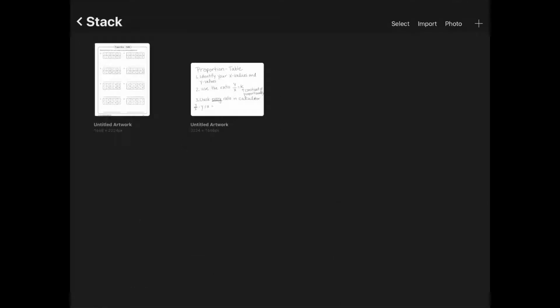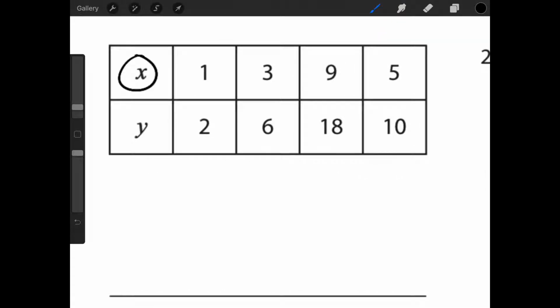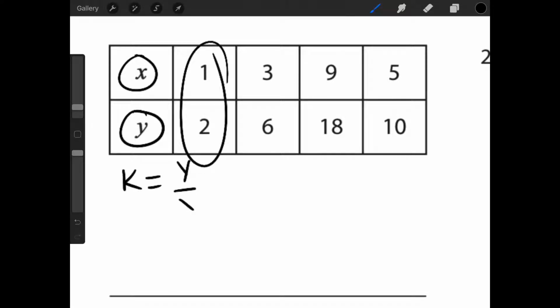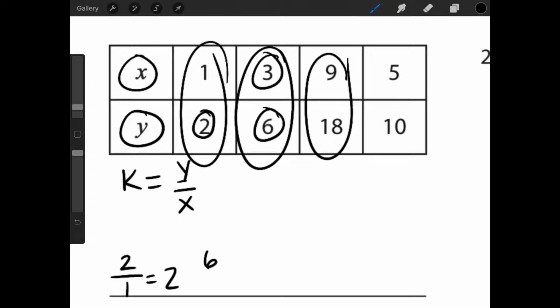So we're going to do an example of that. Get back your packet and let's start with our first table. First of all, we want to identify our X and our Y. We've got that. We are going to use K equals Y over X to check every single pair of X and Y coordinates. My Y is on the bottom, so I'm going to put that on top. So 2 over 1 equals 2. Then 6 over 3 equals 2.